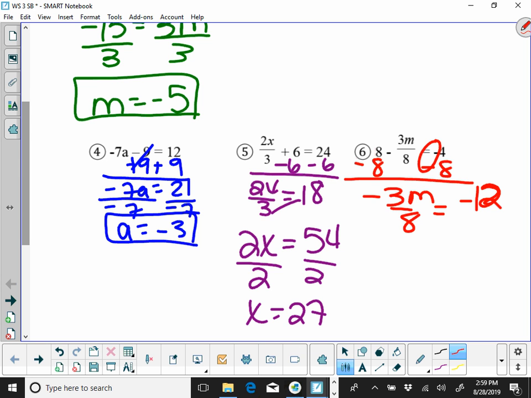I'm going to multiply by 8 first. Get that value right there. And then when you're done, you're going to divide by negative 3. Okay, so you should have a negative divided by a negative, which should make your answer to number 6 positive.